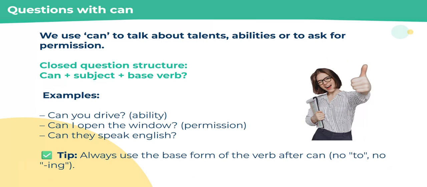We have a tip as well. Always use the base form of the verb after can, not to plus verb and not verb ing. So can they speak? Not can they to speak? No. And not can they speaking? No. Always the base verb without to, or bare infinitive, as we can call it as well. Can you drive? Can I open? Can they speak?